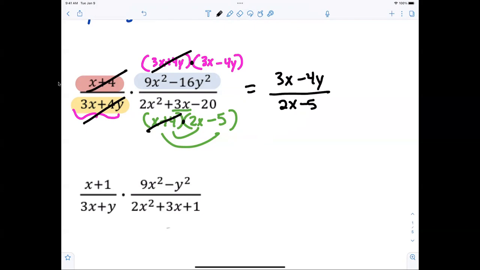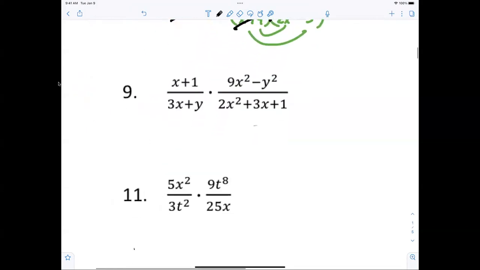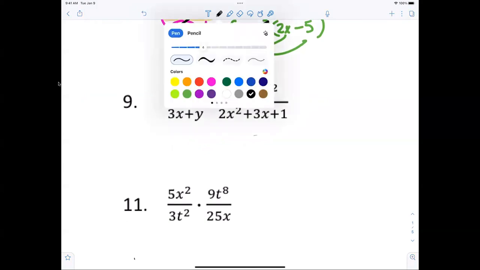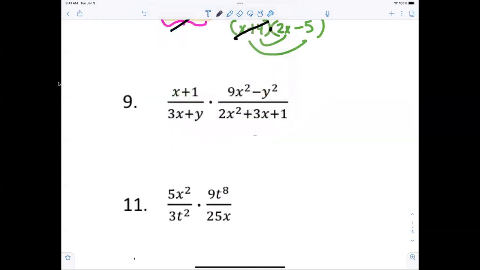All right. So here we go. Let's take a look at number 9. Come on, guys. The numerator of the second fraction is probably going to have a what in it? 3x plus y. So who's going to factor that?